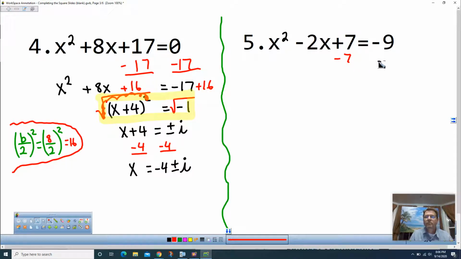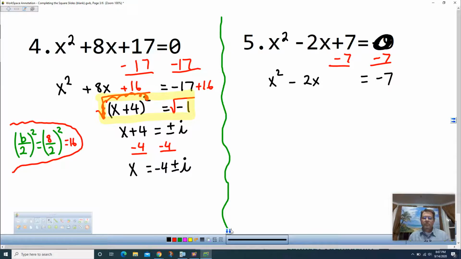I'm not sure. I think that may have been supposed to be a 0. Yes, that's supposed to be a 0. So that's what's going wrong here. And this is supposed to be a big old 0. There we go. Perfect 0 now. That's just a typo. So now we've got x² - 2x = -7.